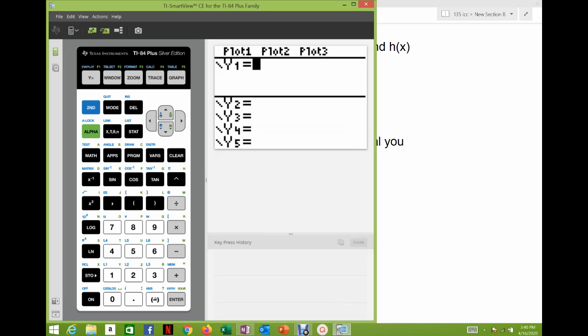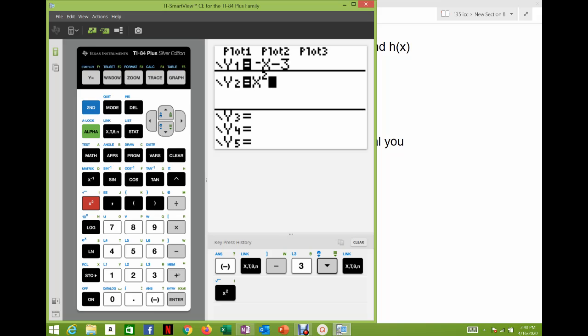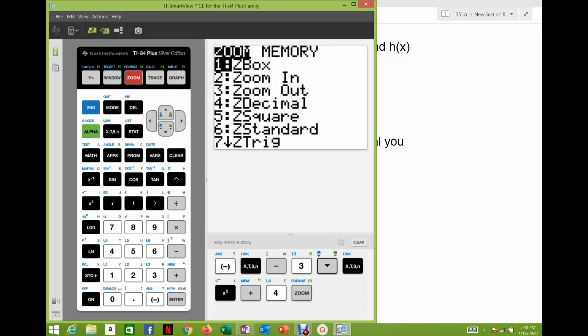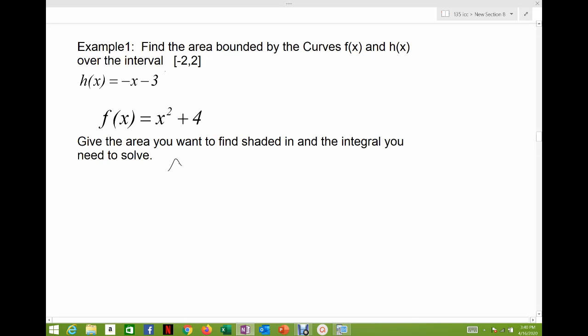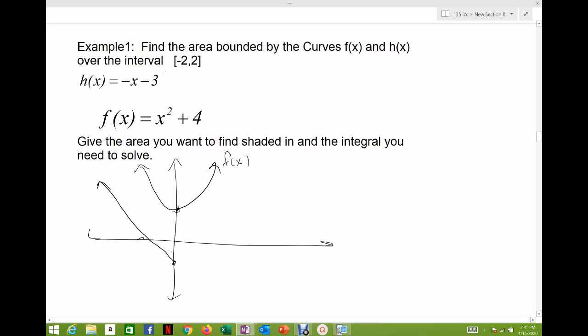Alright, so my negative x minus 3 is my first function, and then my x squared plus 4 is my second. Then I'm going to hit zoom standard. Alright, so there's my graph, there's my two functions, and so I'm going to go draw the picture. Alright, so I've got my parabola that starts at 4. It's opening up. That would be f of x. My line goes through -3 and has this shape, so that's h of x.